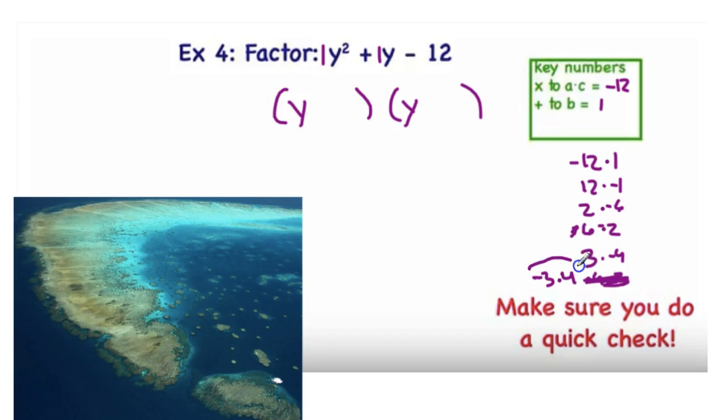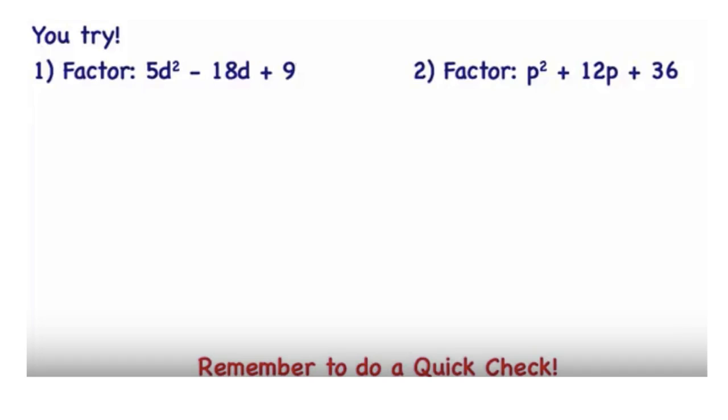So now this one, if I add these together, it equals 1, right? Negative 3 plus 4 is 1. So my answer will be y minus 3 times y plus 4. You can do a quick check. Y times y, that's y squared. Negative 3 times positive 4, that is negative 12. And then negative 3 times 1 is negative 3. 4 times 1 is 4. Negative 3 plus 1, plus 4 is 1. Good. So now it's your turn.